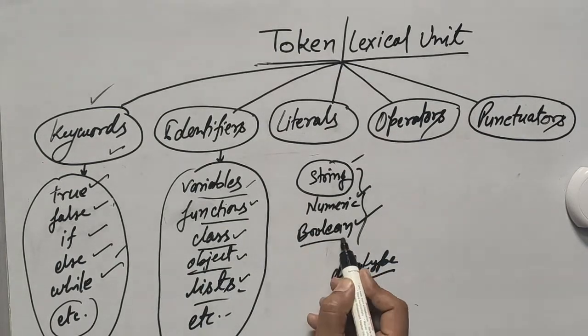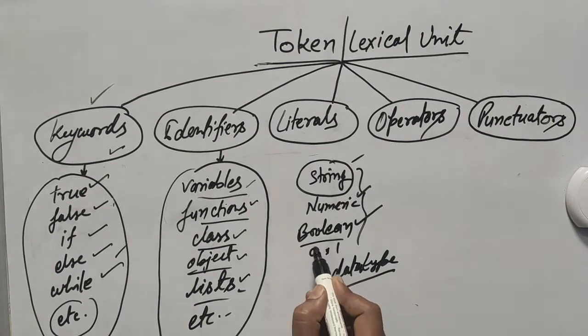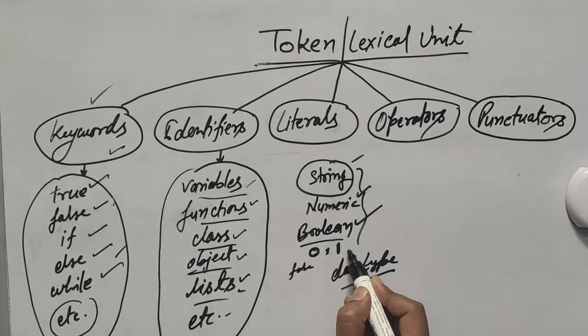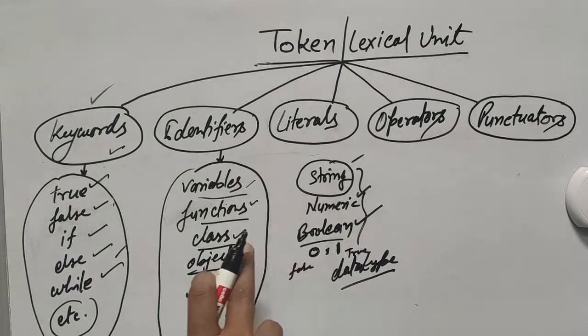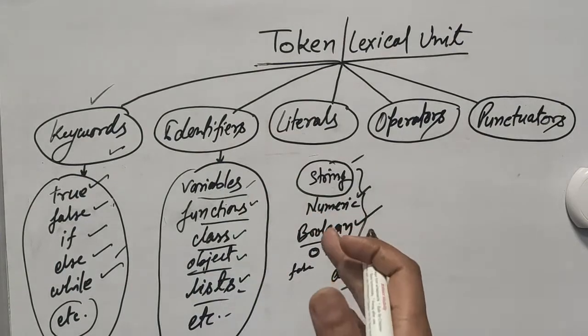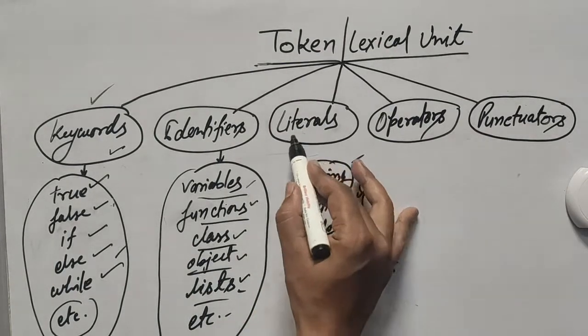Boolean means it is just 0 and 1. Here 0 could mean false and 1 could mean true. So whether we use boolean data types, numeric data types, or string data types, the values we use in them are known as literals.